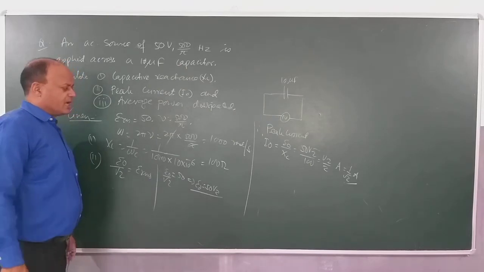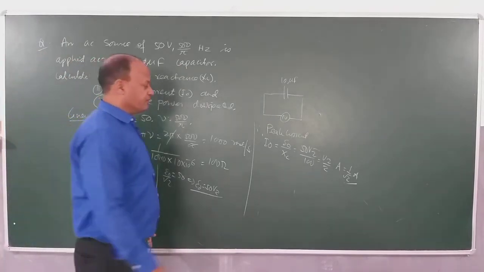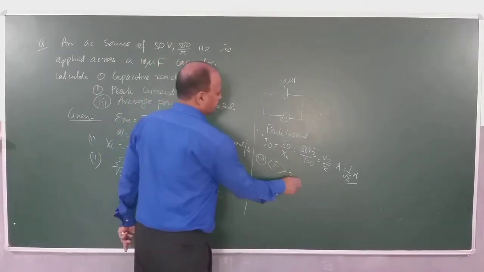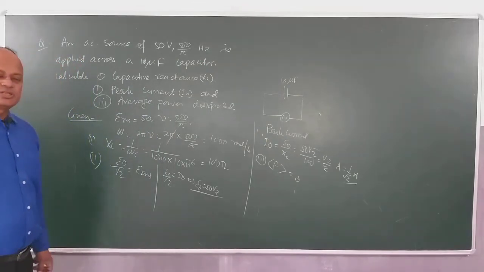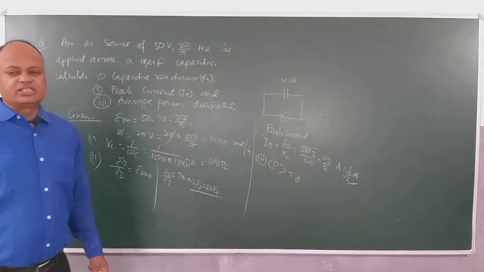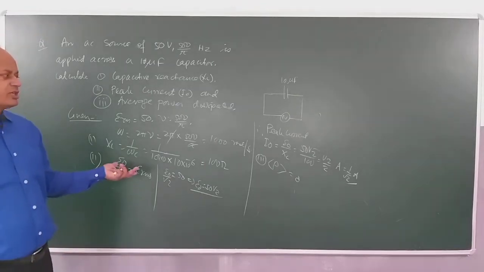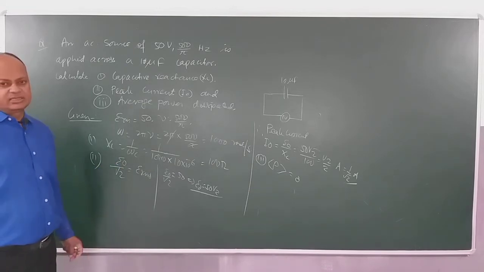Clear? And now the third part is how much is the average power dissipated. This part you can very easily calculate. Average power dissipated will be how much? 0, because in a purely capacitive circuit, average power dissipated is 0. Okay, children. So once you get a sum on a purely capacitive circuit, I am sure you will be able to handle it.